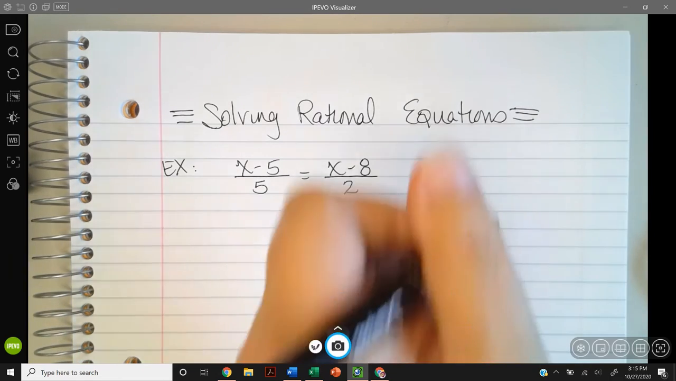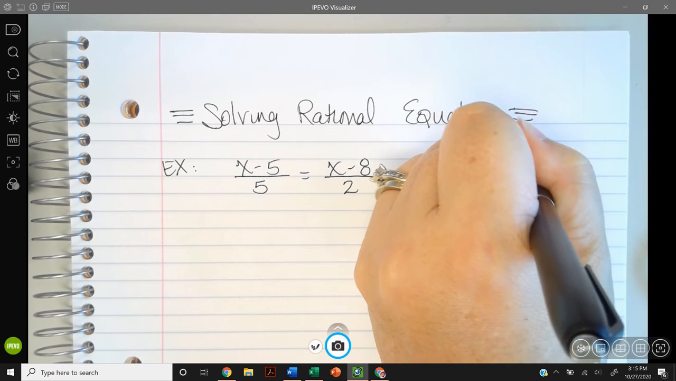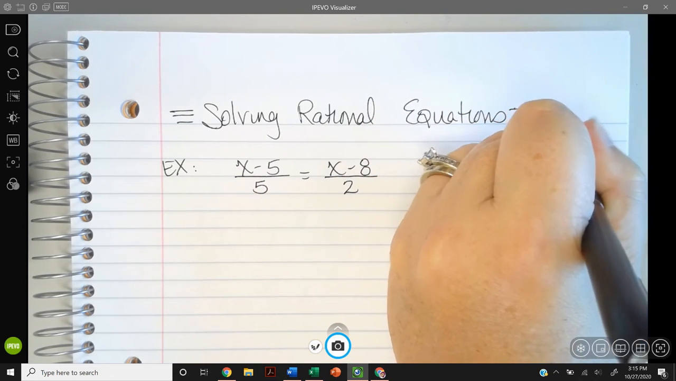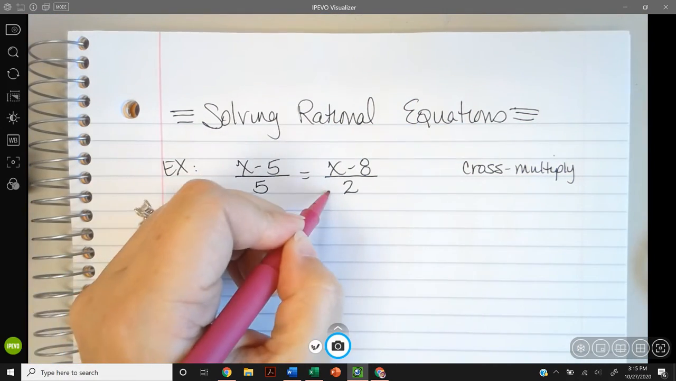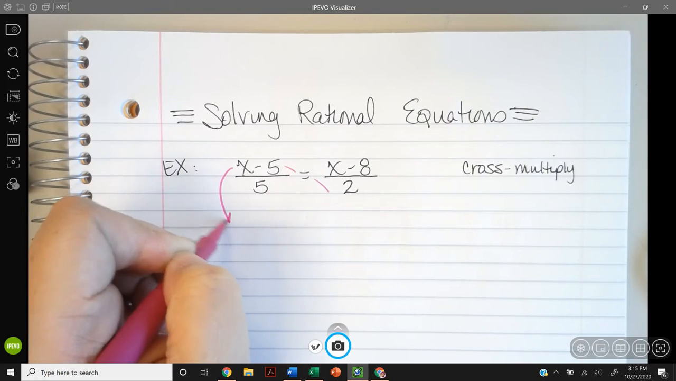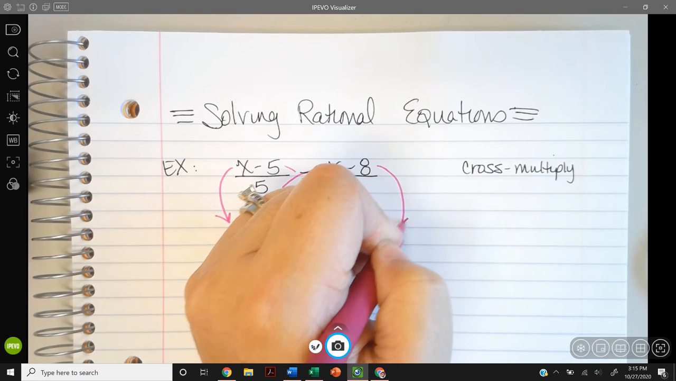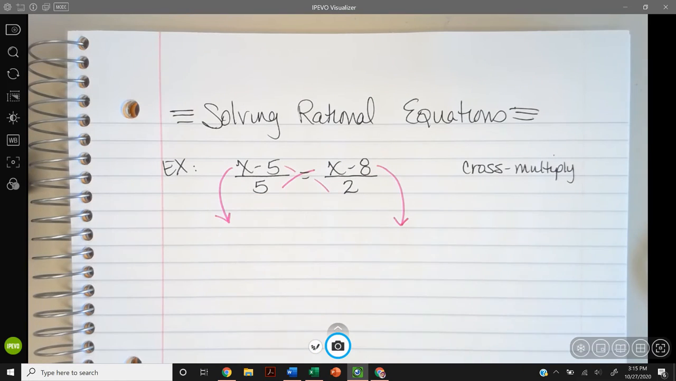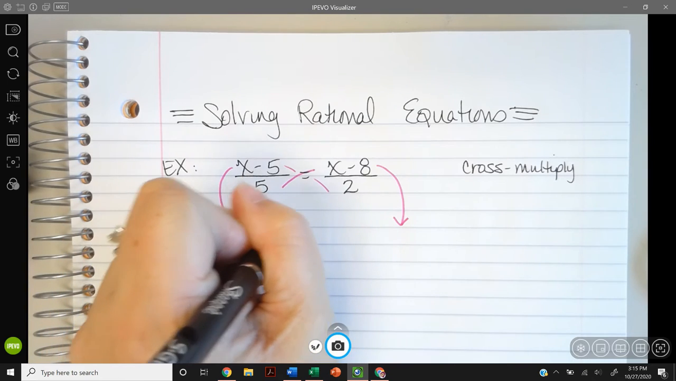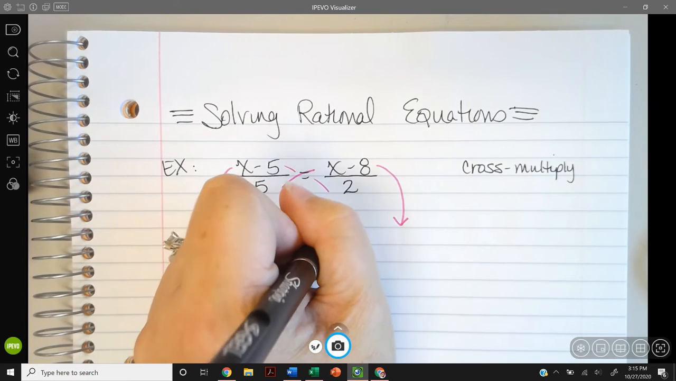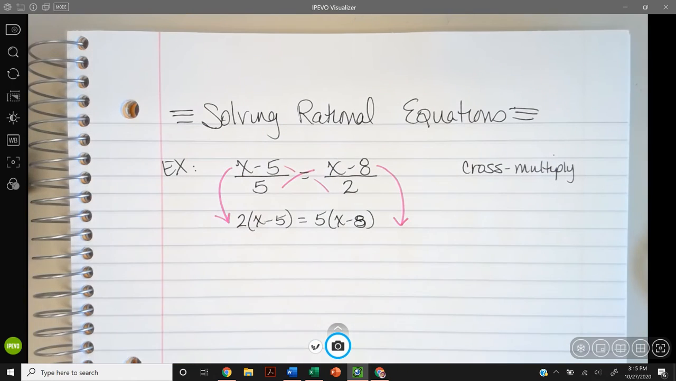What I tell my students to do in this case, always, is to cross multiply. When you cross multiply, you are going to multiply 2 times x minus 5, and then you're going to multiply 5 times x minus 8. So 2 times x minus 5 equals 5 times x minus 8.